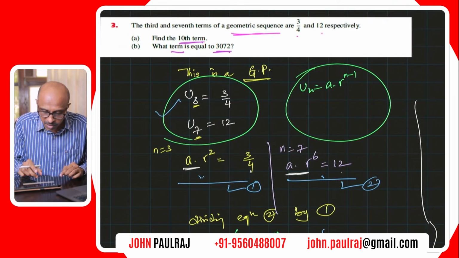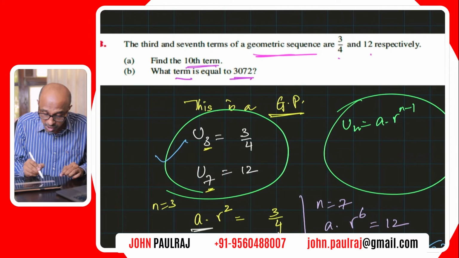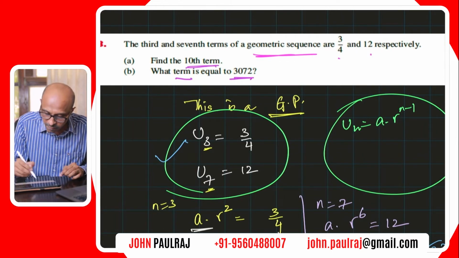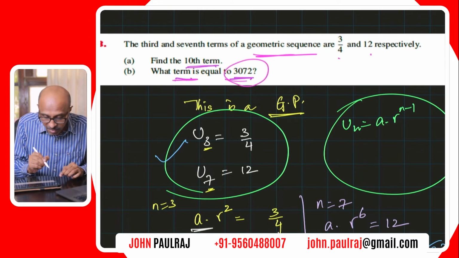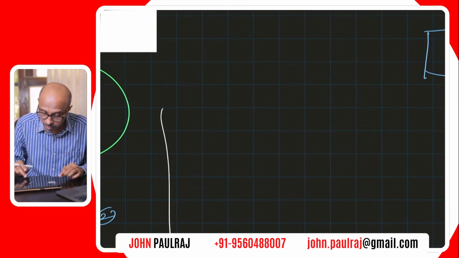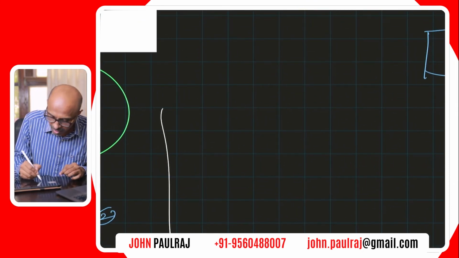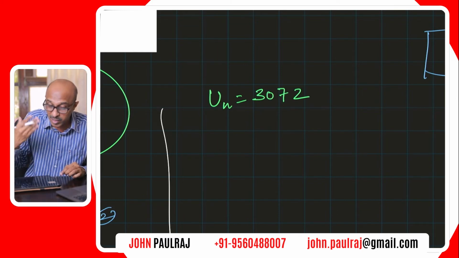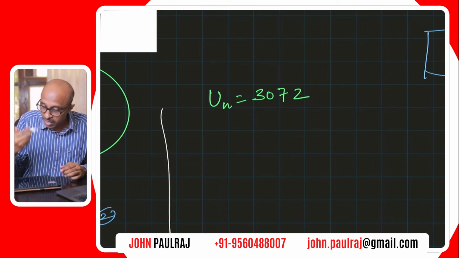The second part of the question was to find what term is equal to 3072, which means we're looking for n, the value of n when un is equal to 3072. Let's solve it that way. Okay, with that approach, we can say that un is equal to 3072, and you're required to find the value of n, which term is equal to 3072. Let's use the same formula.